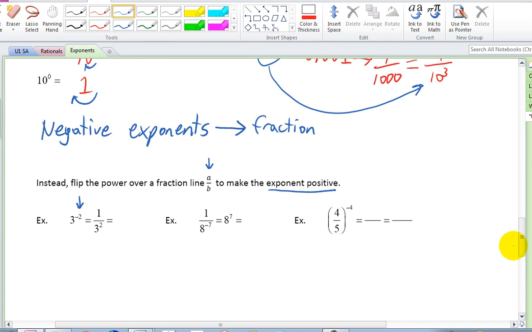Okay. So the first step is to make your exponent positive, just like this example with our 3 to the negative 2. But now we can figure out what the value of that is. So the 1 doesn't change. Well, what is the value of 3 squared? 9. And that's our answer.